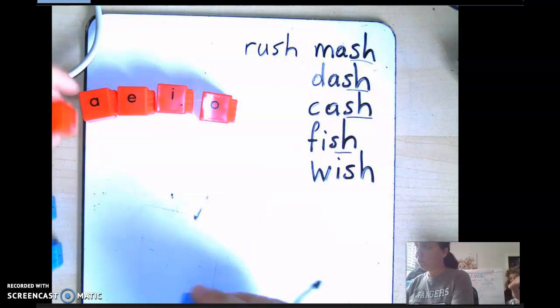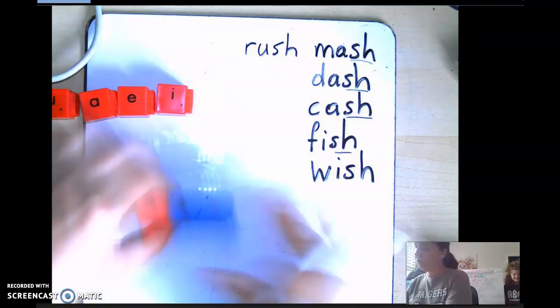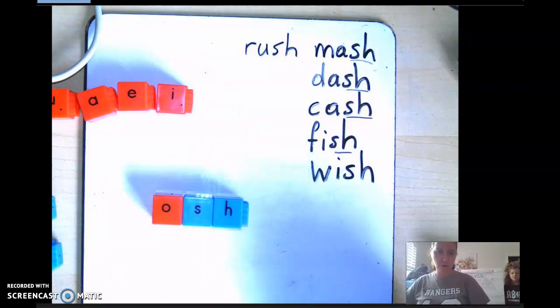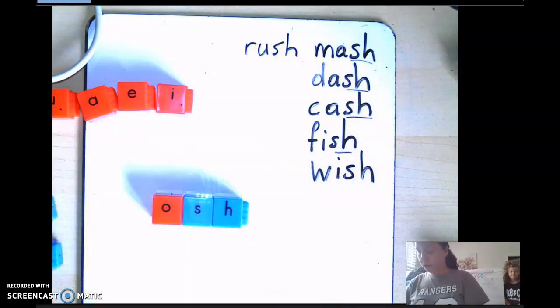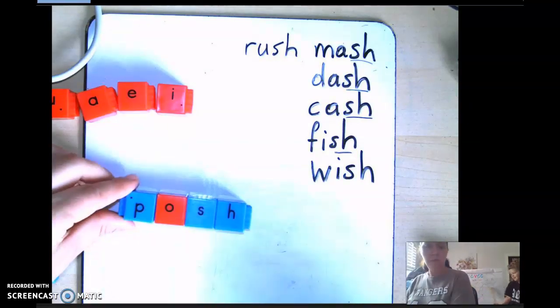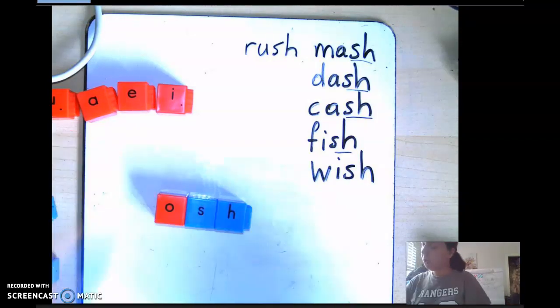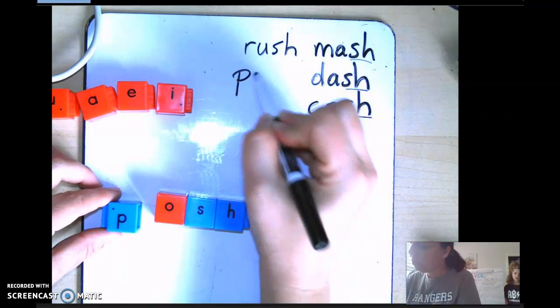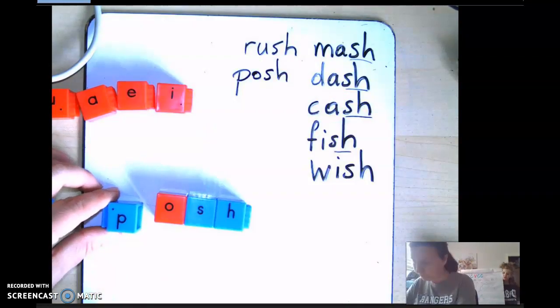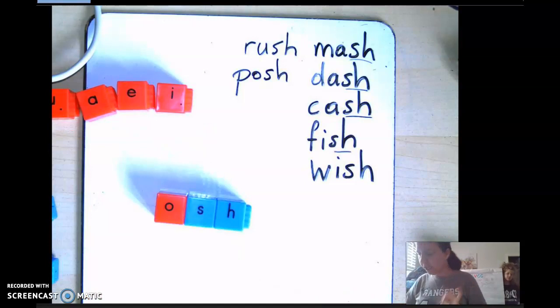All right, now I'm gonna switch it up. I'm gonna put an O over here. Now what do we have? Osh. Say osh. Good. All right. The thing that goes with osh is, where is that letter? What's that? Posh. Something that is posh means that it's super rich and very fancy. Okay? It's very posh.